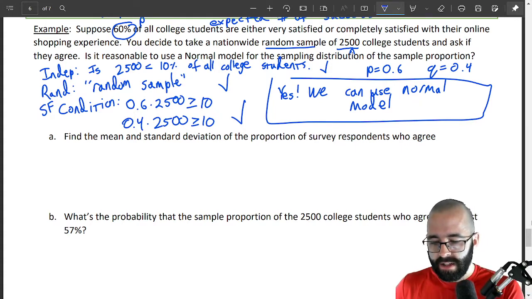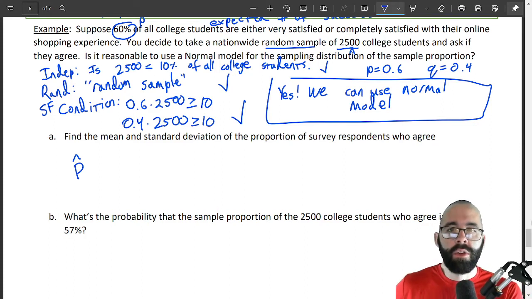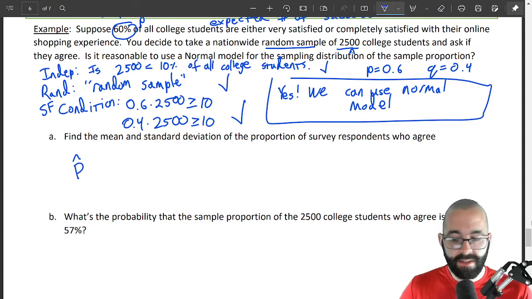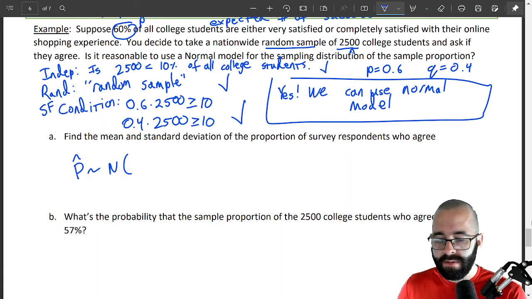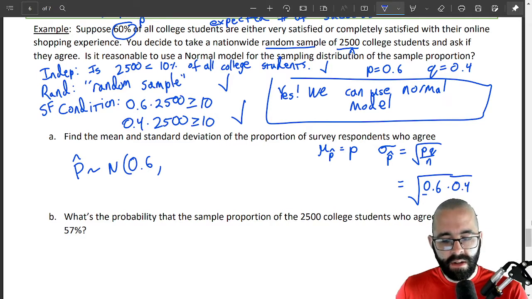Again, P hat, we use capital letters for the random variable. The random variable of the sample proportion of this survey is normally distributed. And again, the mean for P hat is this proportion, 60%. The standard deviation for P hat is going to be the square root of PQ over N. And we'll have to calculate that. P is 0.6, Q is 0.4, N is 2,500.